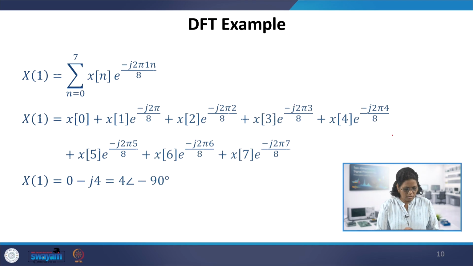Similarly, if we compute x of 1, that is k equal to 1, and expand this equation for n values, substituting the 8 samples we have and computing, it gives 4 angle minus 90, or 0 minus j4. This is the correlation of the sequence with k equal to 1 giving you some value. That means the presence of the fundamental is shown at k equal to 1, and in magnitude and angle it is 4 at minus 90 degrees.